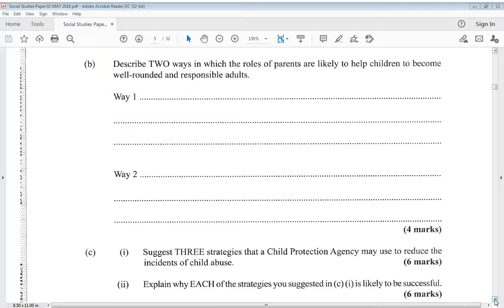And so they are able to function on a whole within the society. So we have looked at three ways, of which you would have needed to select two, and you would have gotten your 4 marks.